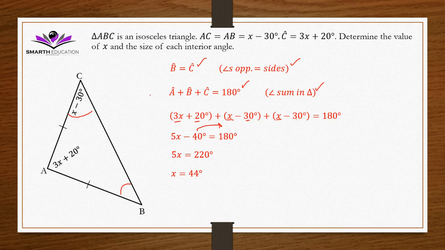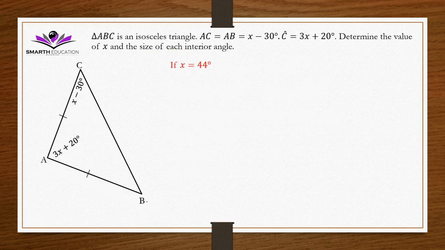Now it says, find the size of each interior angle. So we need to find the size of A, B, and C. Where there's x, we put 44 degrees and just substitute there. So angle A is 152 degrees. And then angle B is 14 degrees. Angle B and angle C are equal, so angle C is also 14 degrees.